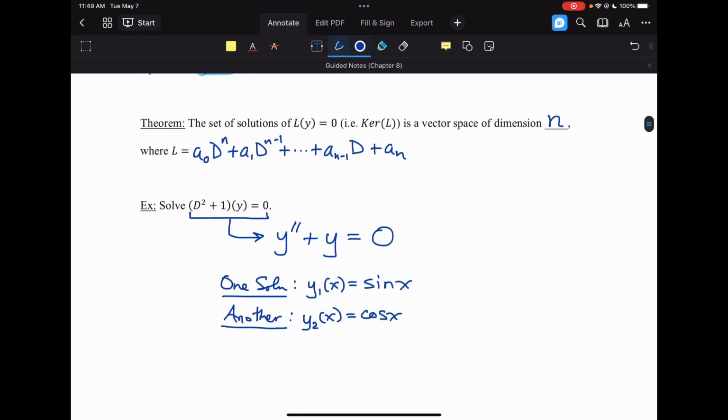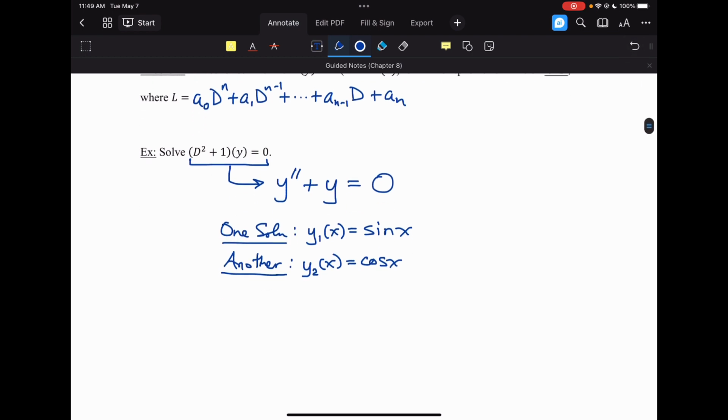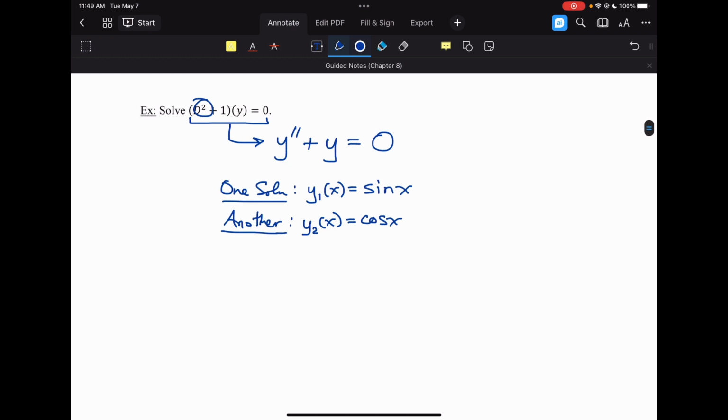Now, we know that the kernel, so the vector space that we're creating, is a dimension n, which is whatever the highest order is of the derivatives here. So in this case, because this is second order, we know that the kernel will have a dimension of 2. Okay, so we know the kernel of L has dimension 2 here.